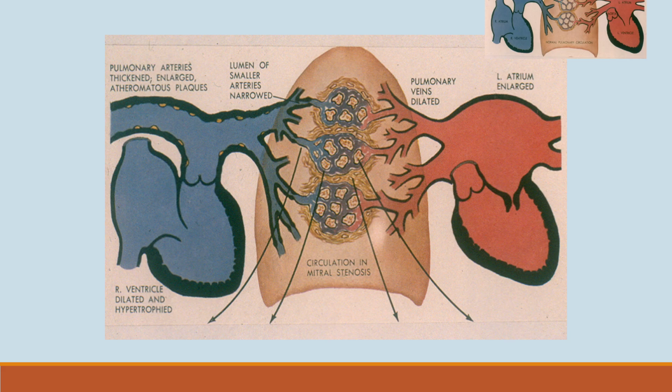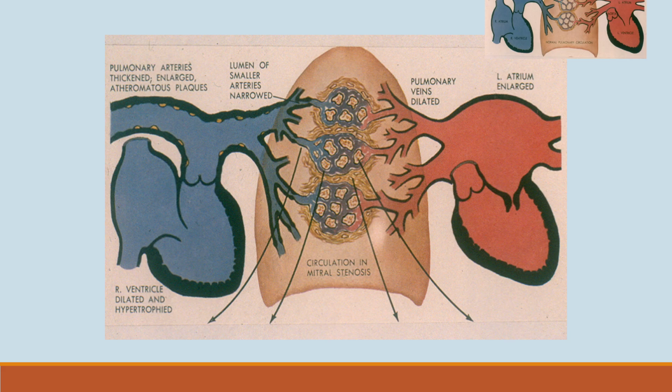Well, the left atrium is a thin-walled structure, so with the high left atrial pressure, it sort of stretches and dilates. The pulmonary veins also dilate because they are engorged with the high left atrial pressure.